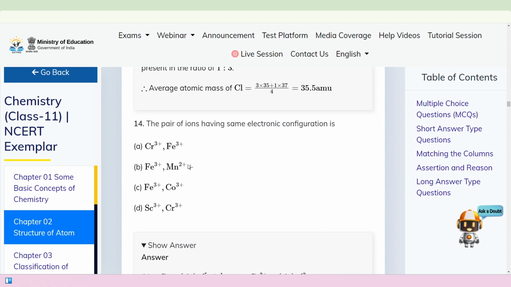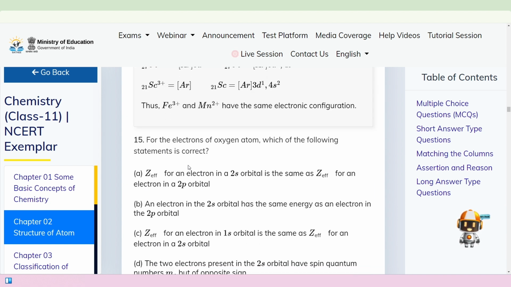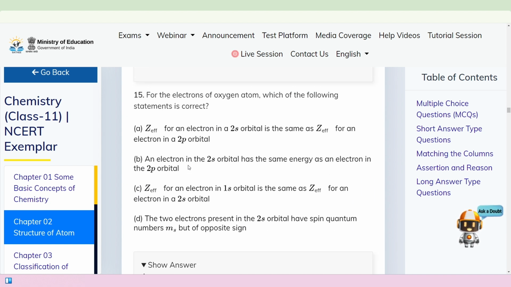So I am leaving this question to you. I am just telling you the correct option. It is B. Just calculate it for each of these, and you will find which one of these is the isoelectronic species. Got it?